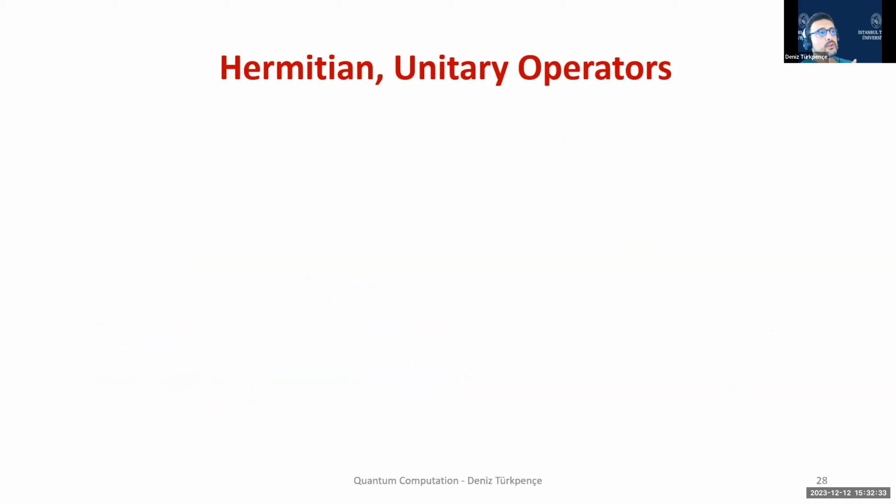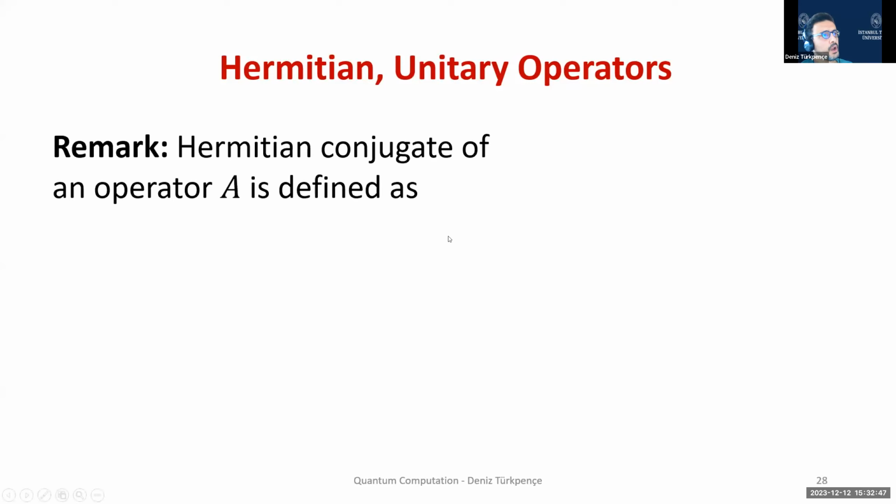Okay, in quantum computation, the operators have some unique properties. They should be Hermitian and they should be unitary. What are they? What is a Hermitian operator? What is a unitary operator? So the Hermitian conjugate of an operator A is defined as the complex conjugate and transpose. If we are talking about the matrix representation, it is the complex conjugate of each item and taking the transpose of the operator. It is just like taking the dual form of a vector, but we are not talking about vectors here.